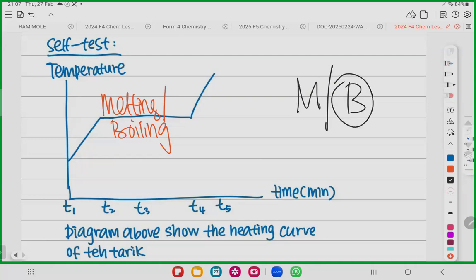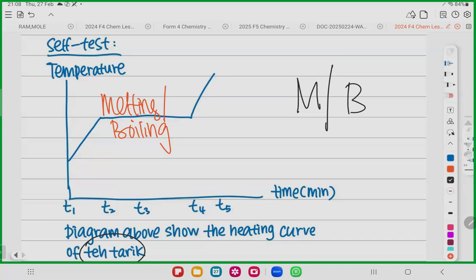Boiling, why? I told you all just now, right? When you have one staircase, you need to read the question carefully. For what? You need to read the question carefully to figure out whether you are starting with a solid or liquid. Do they give us any tips? Yes. Diagram above shows the heating curve of teh tarik. That's the tip. So they tell you you have teh tarik. Common sense, teh tarik is liquid.